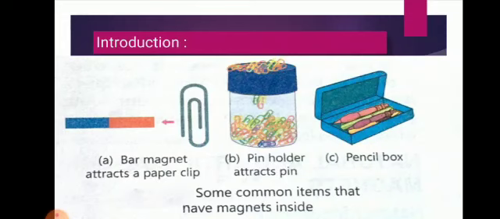Here are some examples of items that contain a magnet inside. See, the paper clip made of steel is attracted to the end of a power magnet. A pin holder: the pins are sticking to the holder. In a pencil box, the lid fits tightly when closed, even without a locking arrangement. So these are some items that have magnets inside them. Now in this chapter we will read about them in detail.